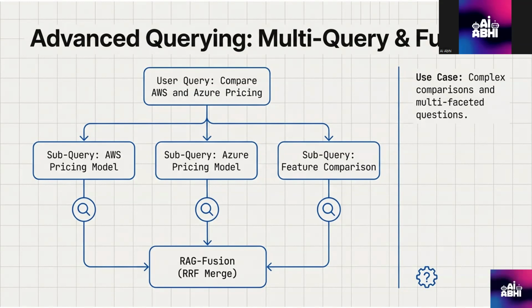So RAG fusion takes this further. It generates multiple versions of the query from different angles, retrieves for each, and merges the results using reciprocal rank fusion. Same technique we talked about in hybrid search, applied to the multiple queries.